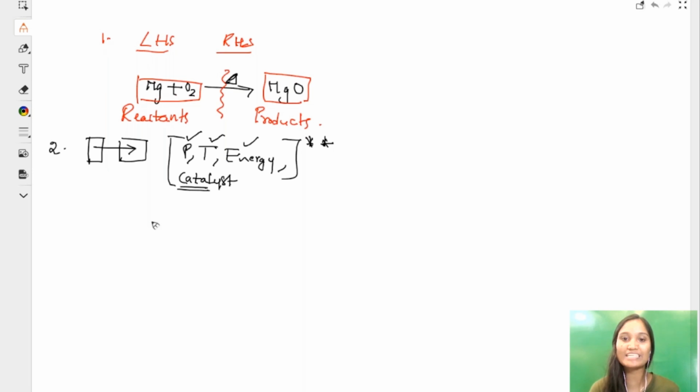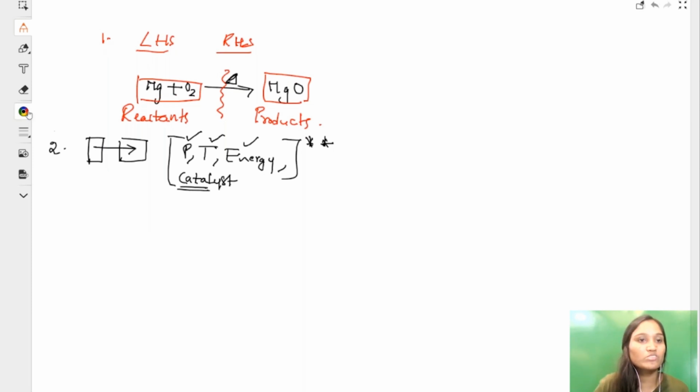We are talking about characteristics of a chemical equation. The first one is every chemical equation has two parts, left hand side and right hand side. The second one is both left hand side and right hand side are separated by means of an arrow mark, and of course on the arrow mark the reaction conditions like pressure, temperature, energy, catalyst are written.